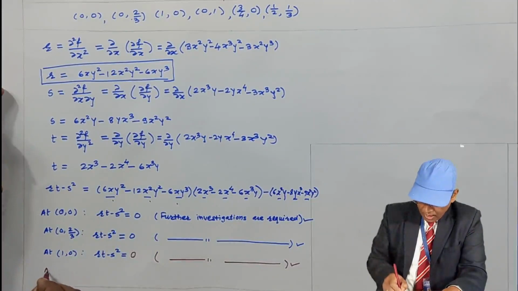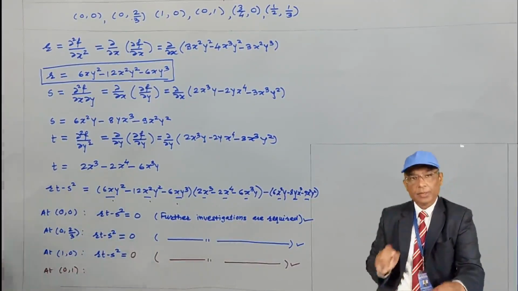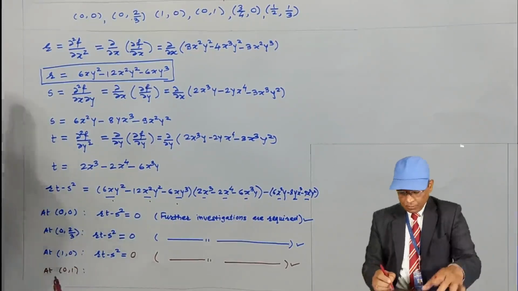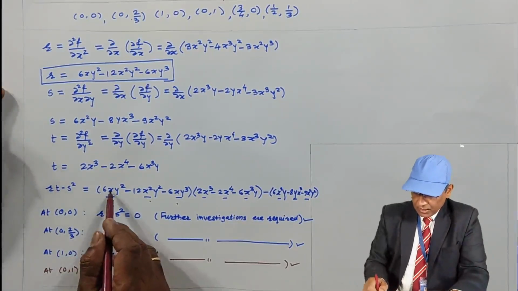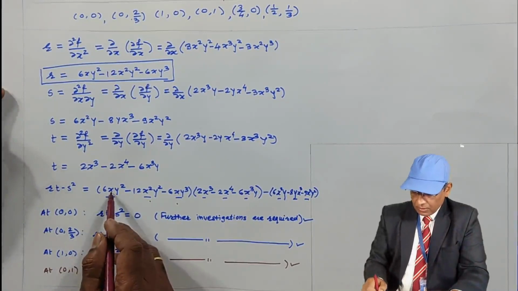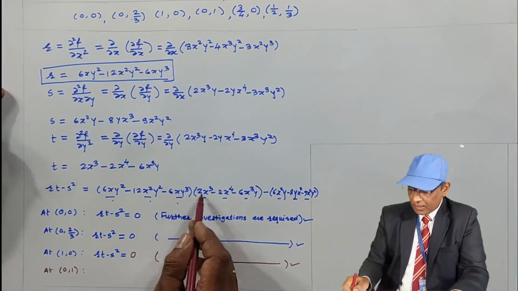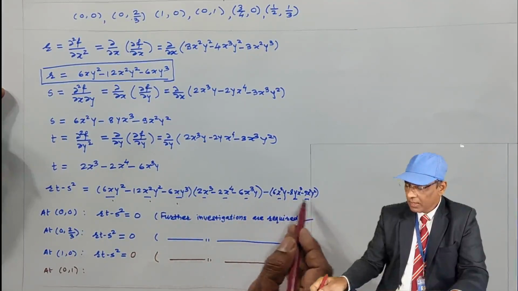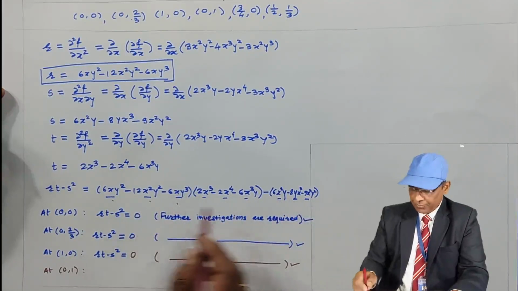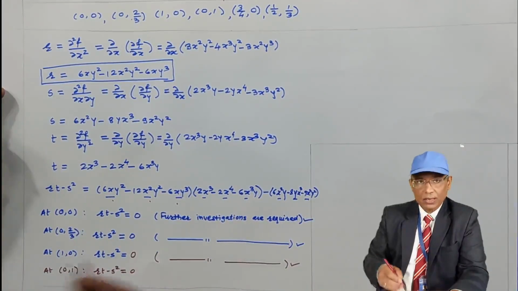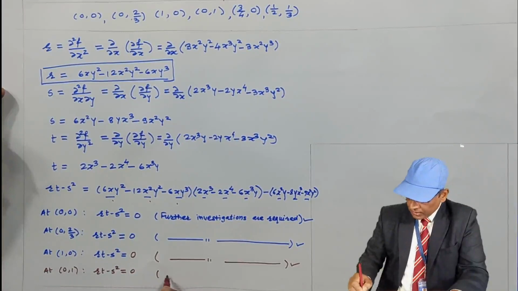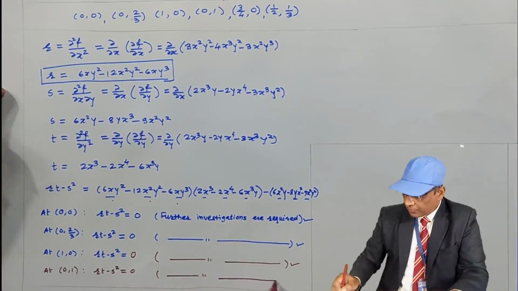Next point, at (0, 1). So I will check what will happen here. At (0, 1), put x equal to 0 and y equal to 1. See, in this bracket, in each and every term x is present. Therefore, RT minus S square will be 0 again, because we are putting x equal to 0 and y equal to 1. Then further investigations are required.